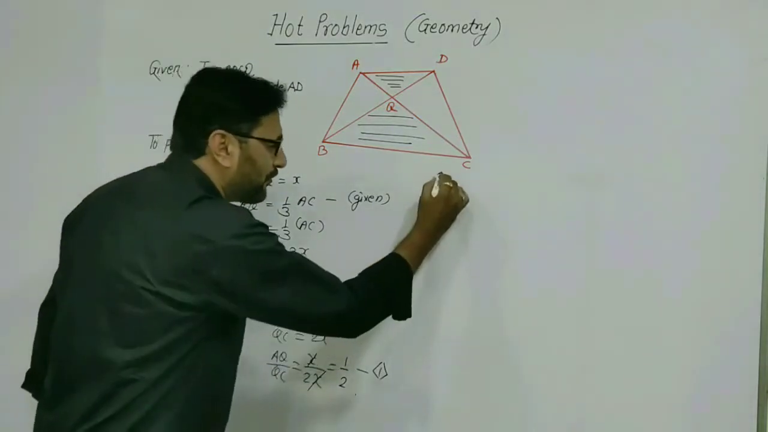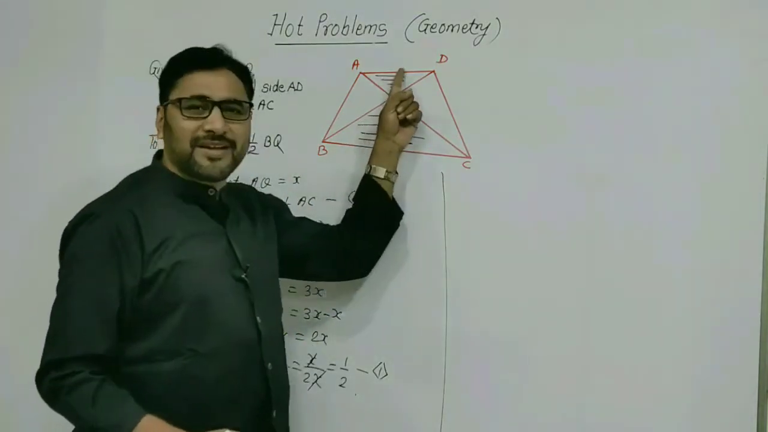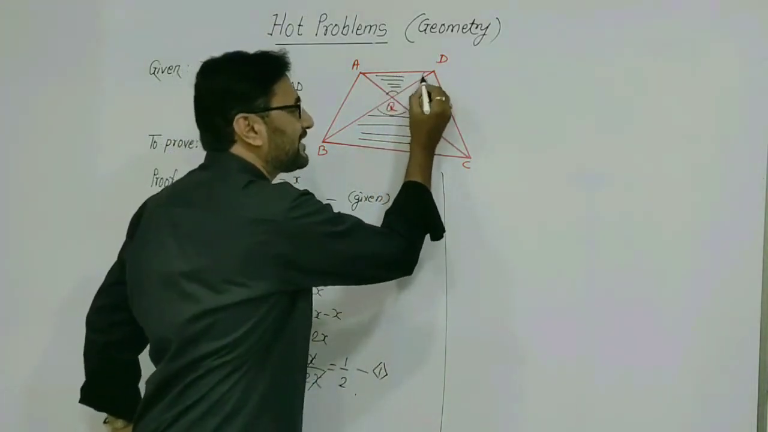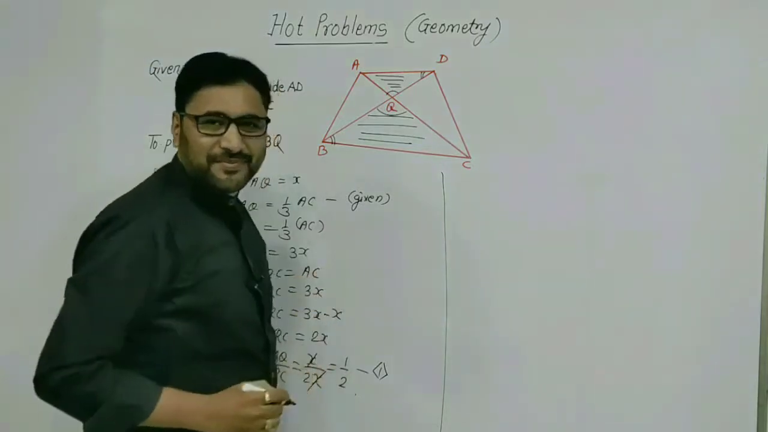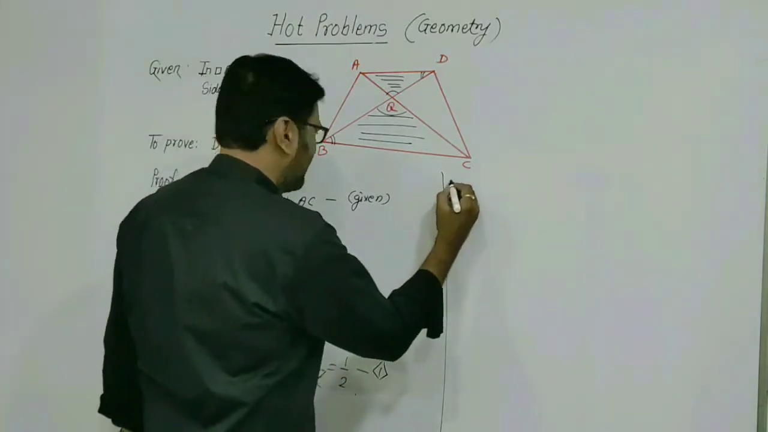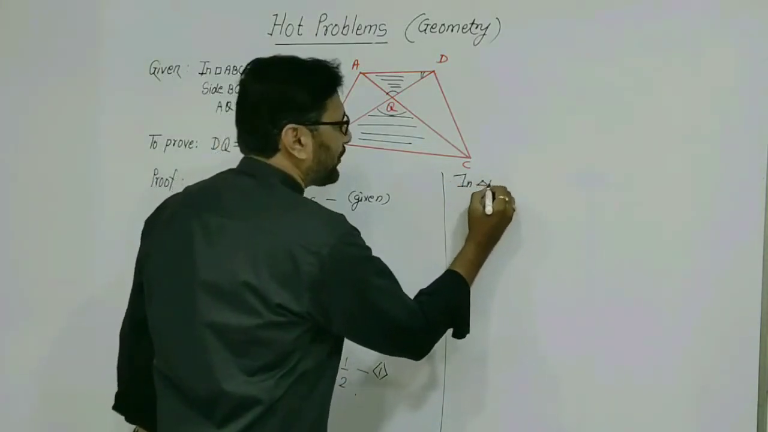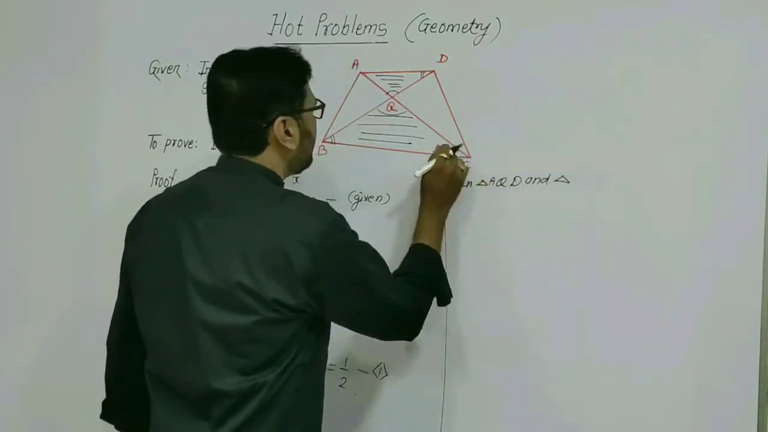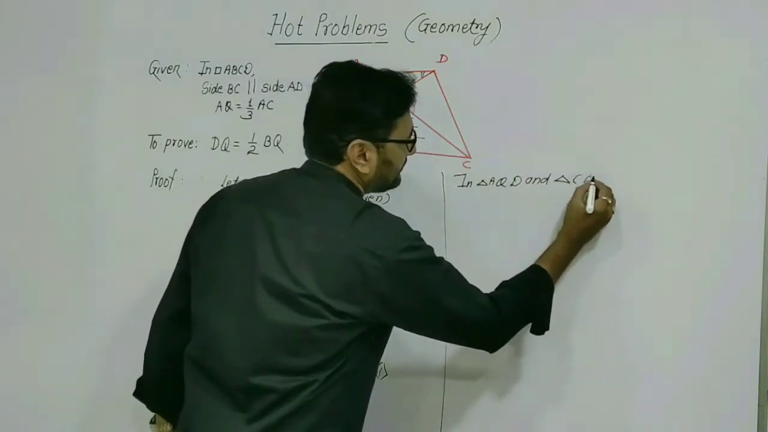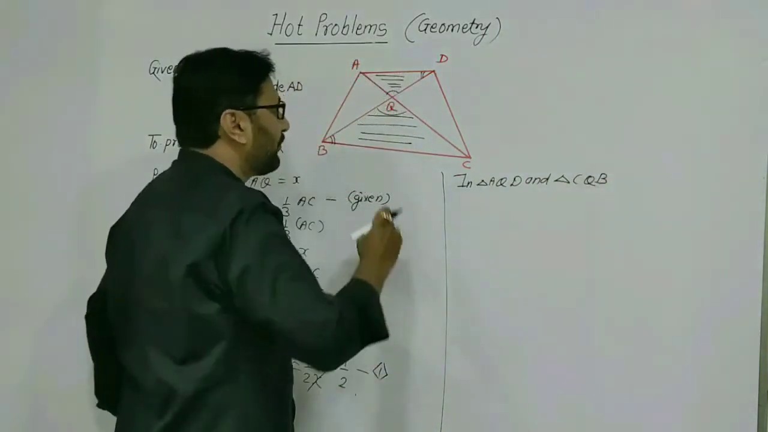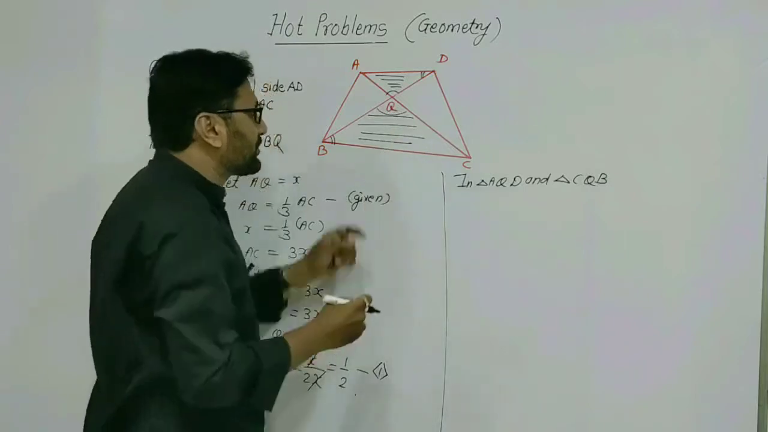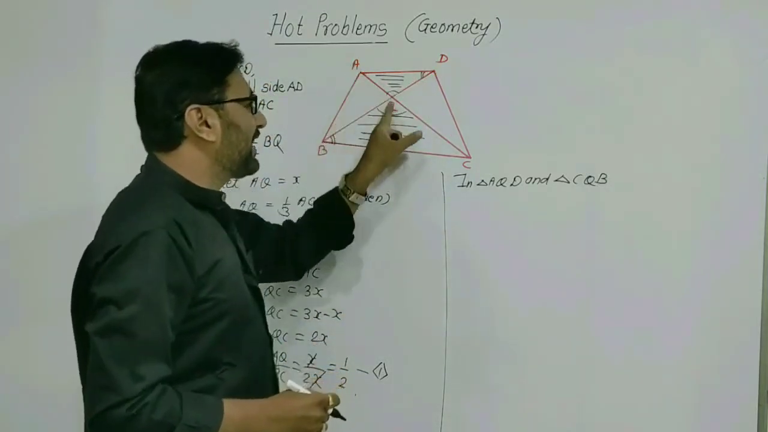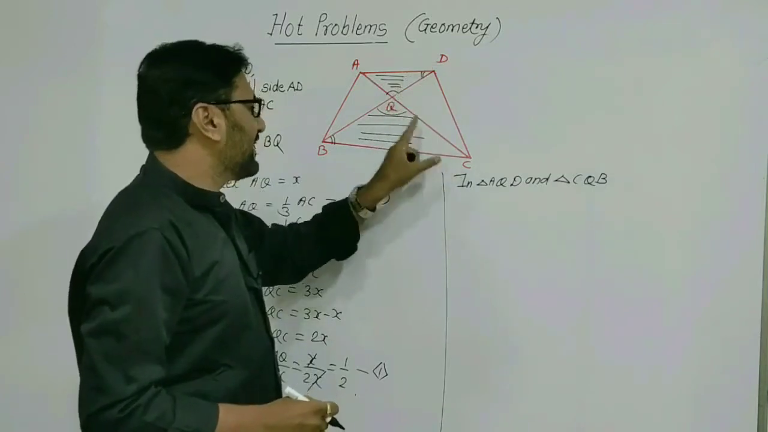Now tell me, will you be able to prove these two triangles similar? Yes. You know, these are the vertically opposite angles and these are alternate angles. So in triangle AQD and triangle CQB, why did I take this correspondence? Because you know A is equal to C, D is equal to B.